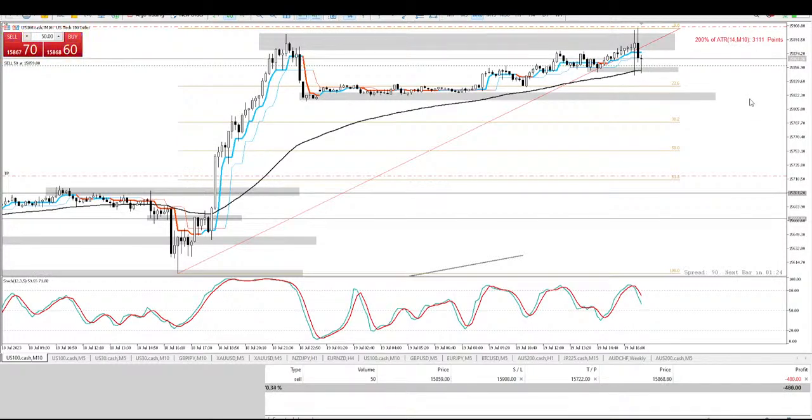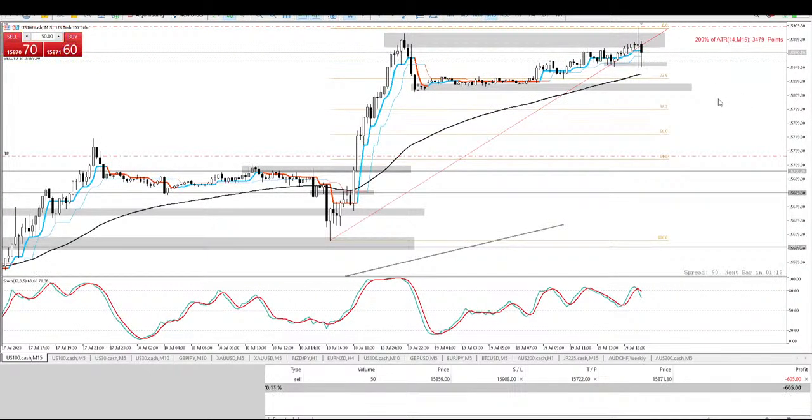Just wait and see what happens with this 10-minute close. We got about a minute to go. That's gonna also be the 10 o'clock open.